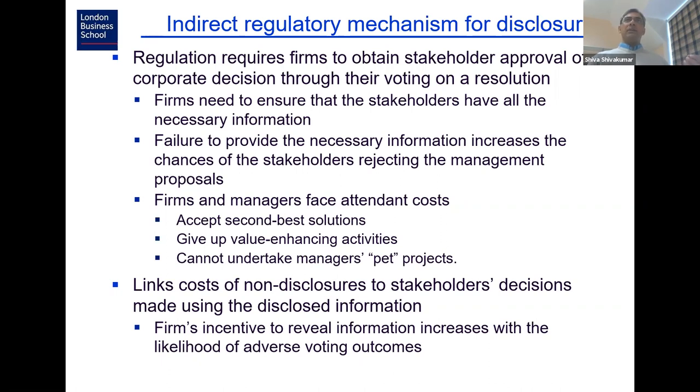But what it does is, because the management would like that proposal to be passed, the management now has the onus in terms of explaining to the shareholders and making them understand why that proposal is in the best interest of the shareholders. So the onus now transfers to the managers in terms of deciding how much information to provide, what information to provide. And if they don't provide the needed information, then the shareholders are more likely to reject the management proposals. And if the management proposal is rejected, then the company might not be able to take on the specific corporate decisions that it wants to.